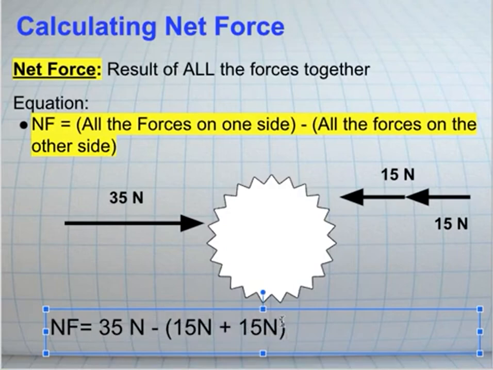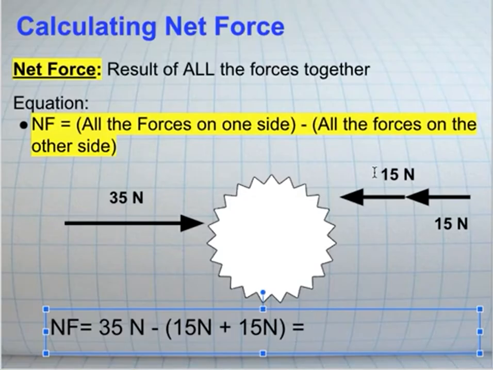Now, I haven't talked about the minus sign yet. Why did I put a minus sign here? The reason I'm putting a minus sign between the 35 newtons and the 15 plus 15 newtons that I've added together here is because they're going in the opposite direction. And when they're going in the opposite direction, they start canceling each other out.